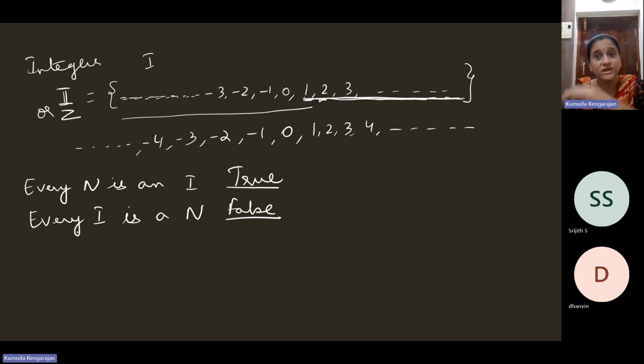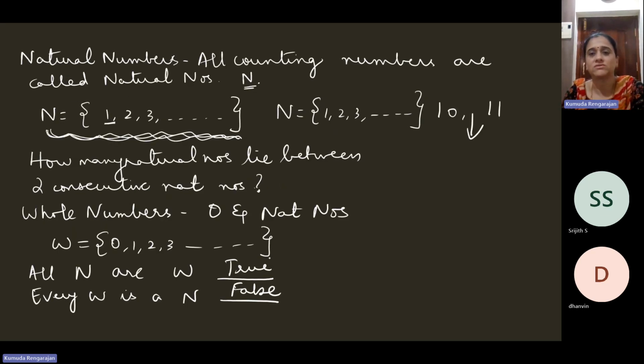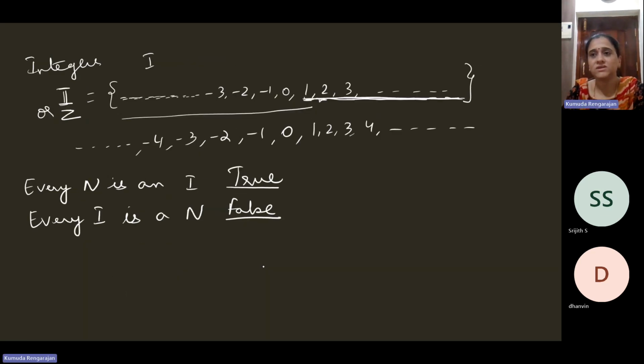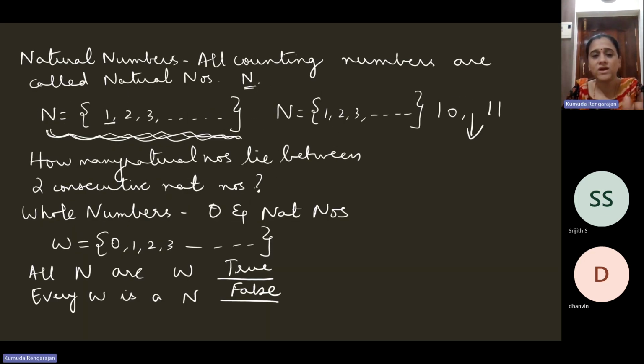The next one is every integer is a part of the collection of natural numbers. No, because -3 is an integer. You don't find that in the collection of natural numbers. -10 is an integer, but you don't have negative numbers in the collection of natural numbers.